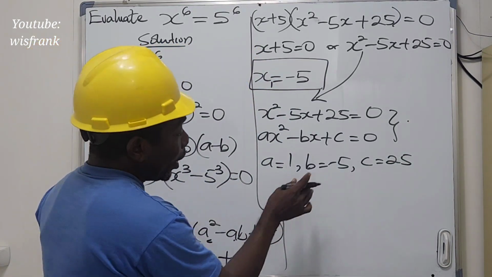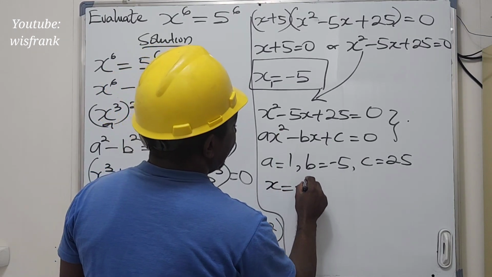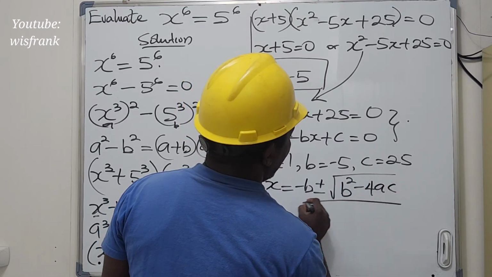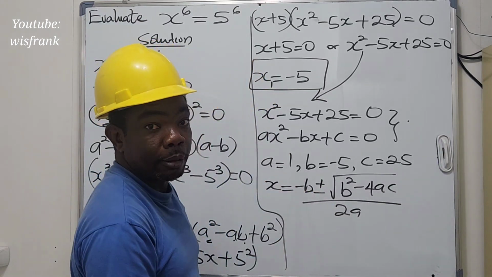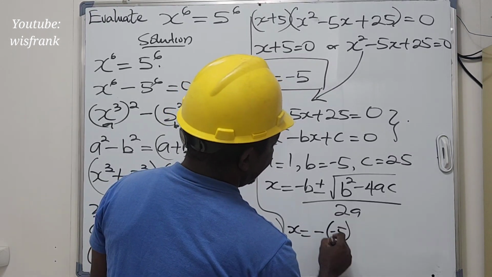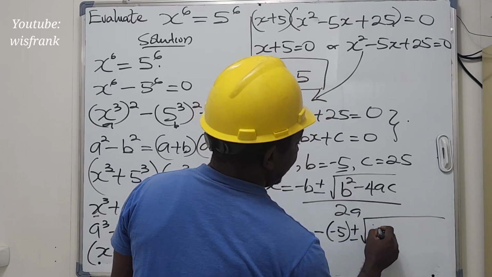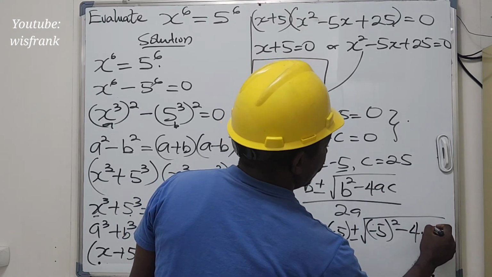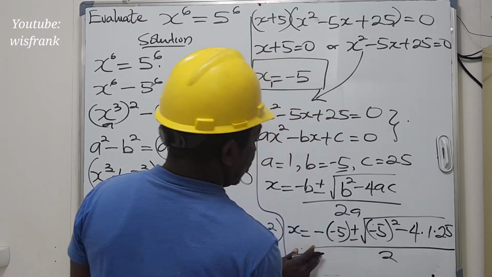So here, we are going to substitute this into the quadratic formula, which is in the form x equals minus b plus or minus square root of b to the power of 2 minus 4ac all over 2a. In this case, we are going to substitute these parameters into this quadratic formula. This will give us x equals minus into minus 5, because our b is minus 5, plus or minus square root of b squared, which is minus 5 squared, minus 4 times our a, which is 1, then our c, which is 25, all over 2. So this is what we have.